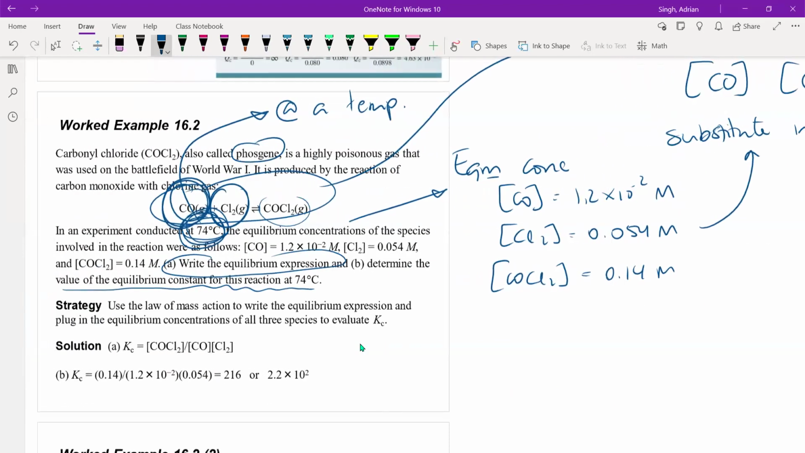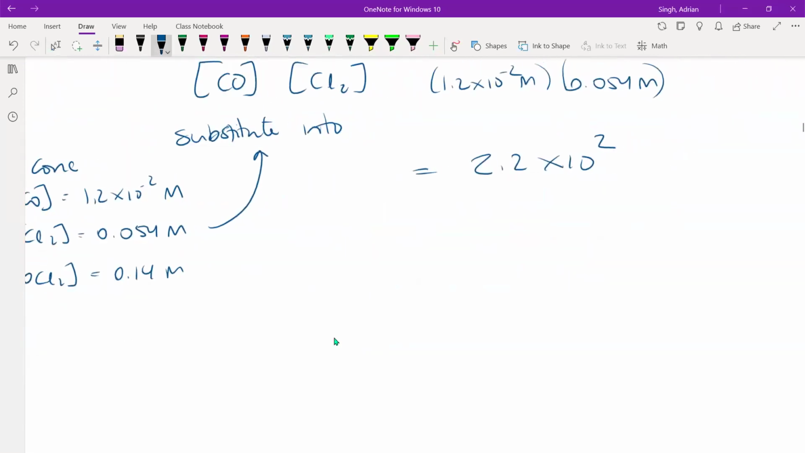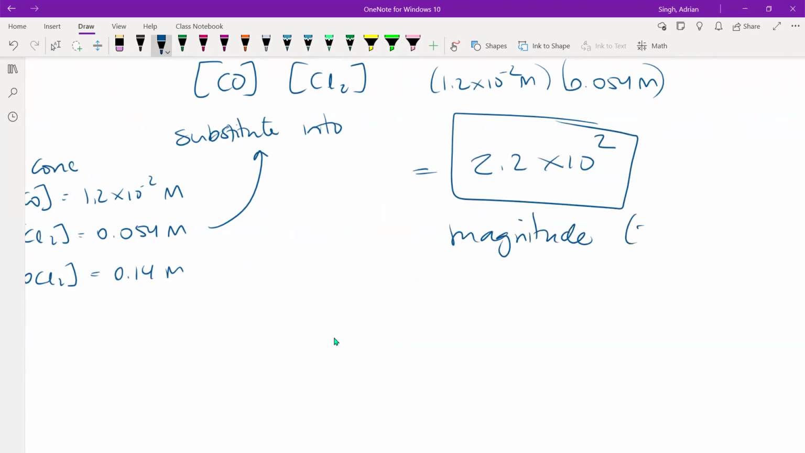Oftentimes, you will see the answer that you get for your Kc, your equilibrium constant value, with the unit omitted, because what we're concerned with here is just the magnitude, or the size, of the Kc value, or I'll say also the Qc value. So the units are not super important in this case. It's how big is that number? Is it a really big number? Is it a really small number? Is it an intermediate number? That's what we're going to look at, especially as we get further into this section.